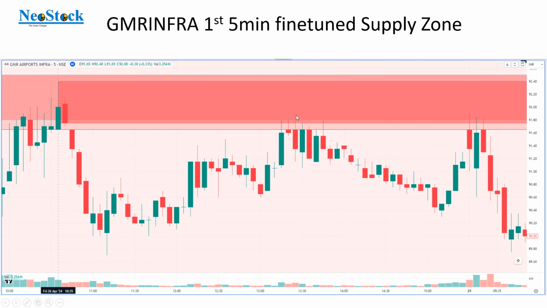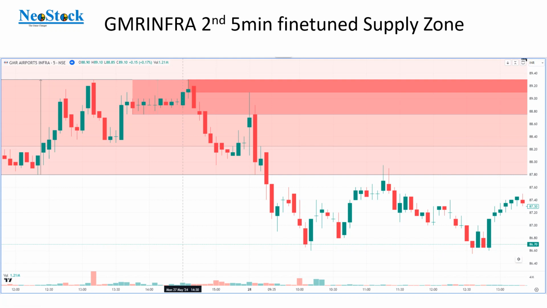But in this zone also, you see, prices enter several times and there are rejections from this zone. That means there is a strong order flow in this zone. Maybe it is also a high liquidity zone. And this is the second fine-tuned zone. We have a rally base drop, and this is already tested.